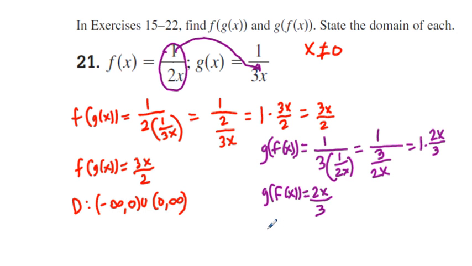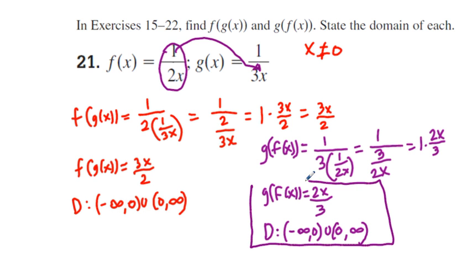And our domain is going to be the same as for the other one: negative infinity up to less than 0, union, greater than 0 up to infinity. So there we have it, and we box in our correct answers.